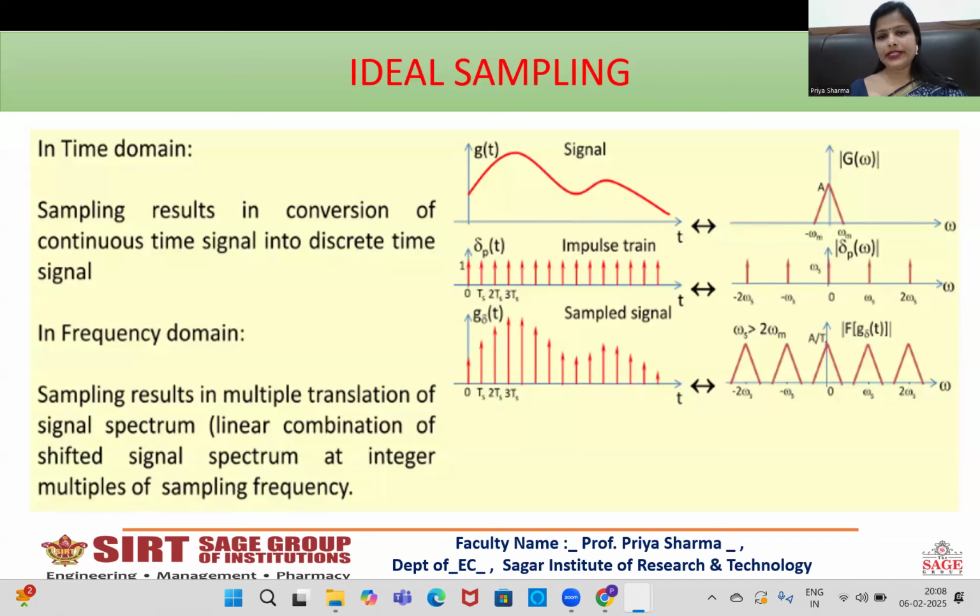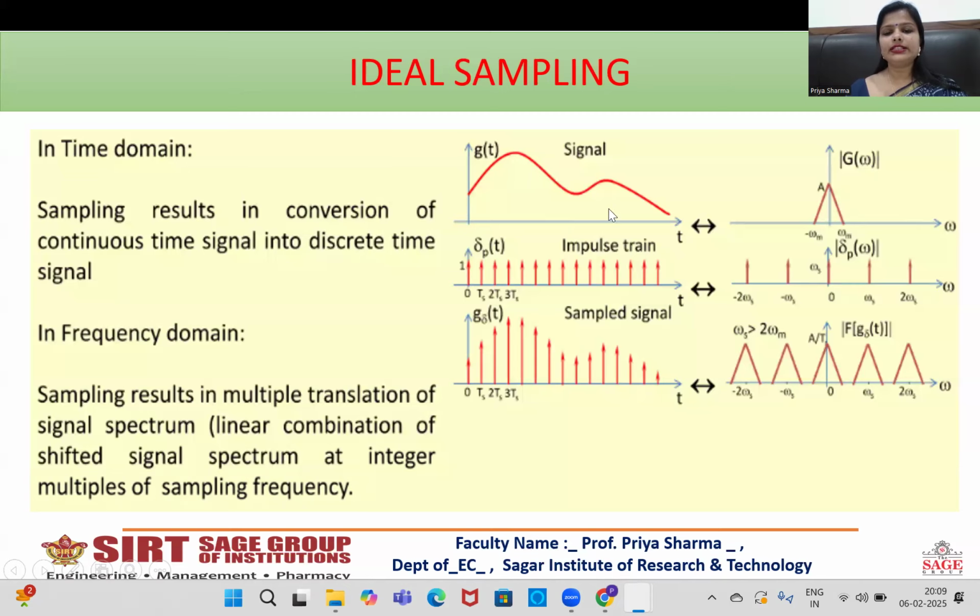So there are three types of sampling: ideal sampling, natural sampling, and flat top sampling. Coming to the ideal sampling, these waveforms are in the time domain and these waveforms are in the frequency domain. In the time domain, sampling results in the conversion of continuous time signal into discrete time signals, and in the frequency domain, sampling results in multiple translations of the signal spectrum, a linear combination of shifted signal spectrum at integer multiples of the sampling frequency. So in ideal sampling, samples are simply denoted by these arrows.